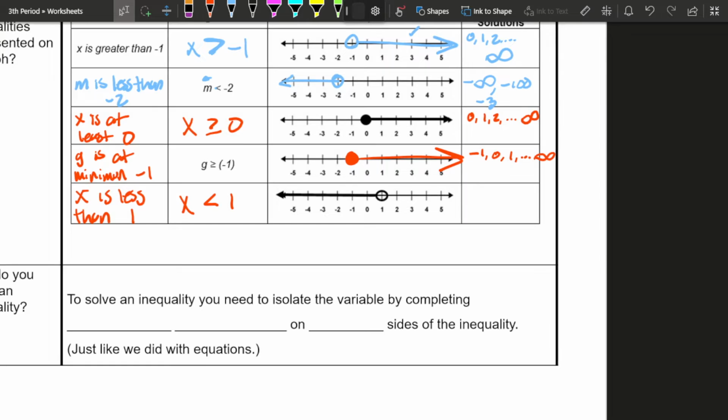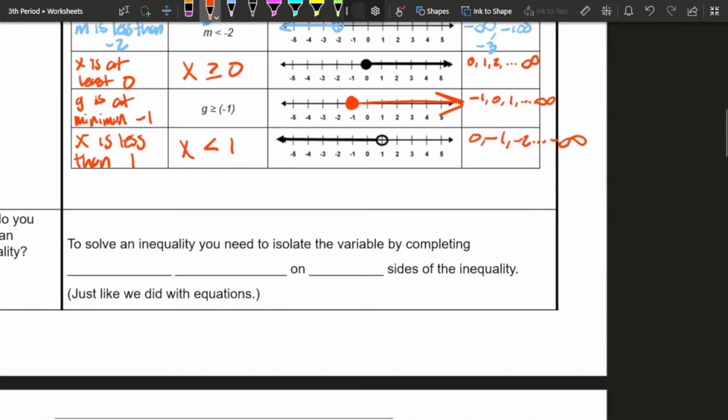And possible solutions? What can I put in here? Can I put 1? No. I cannot put 1 because it's not included. But can I put 0? Can I put -1? -2? All the way to negative infinity. Any questions so far? So far pretty easy, right? Something that we already knew.